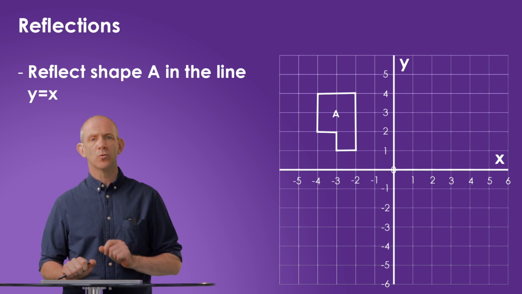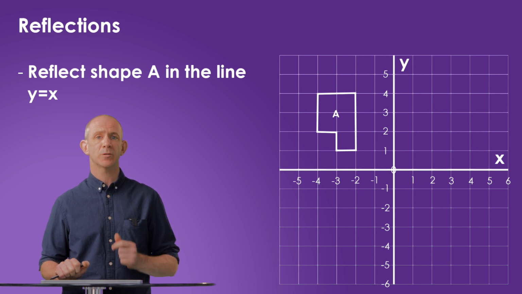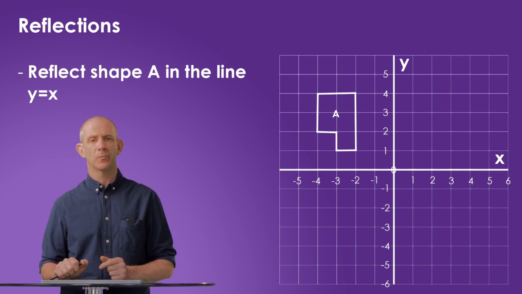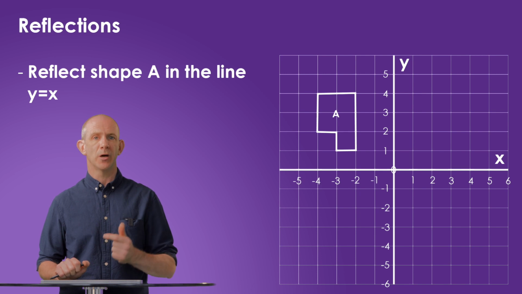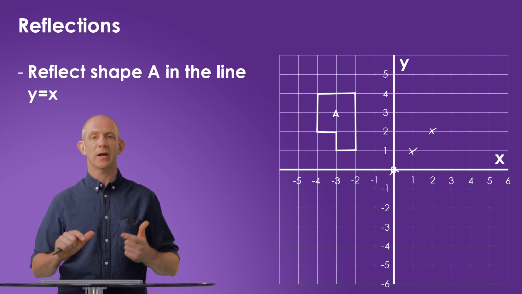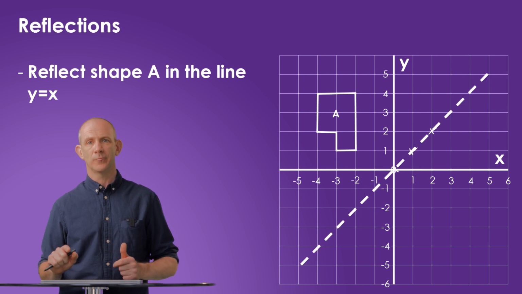Reflection lines aren't always horizontal or vertical though. Here we've got an example of the line y equals x, which means every value of x is matched by the value of y. So where x equals 0, y equals 0. We therefore know that the line is going to go through the origin of 0, 0. To continue, where x equals 1, y equals 1. Where x equals 2, y equals 2, and so on. We can therefore see that the line can be drawn here.